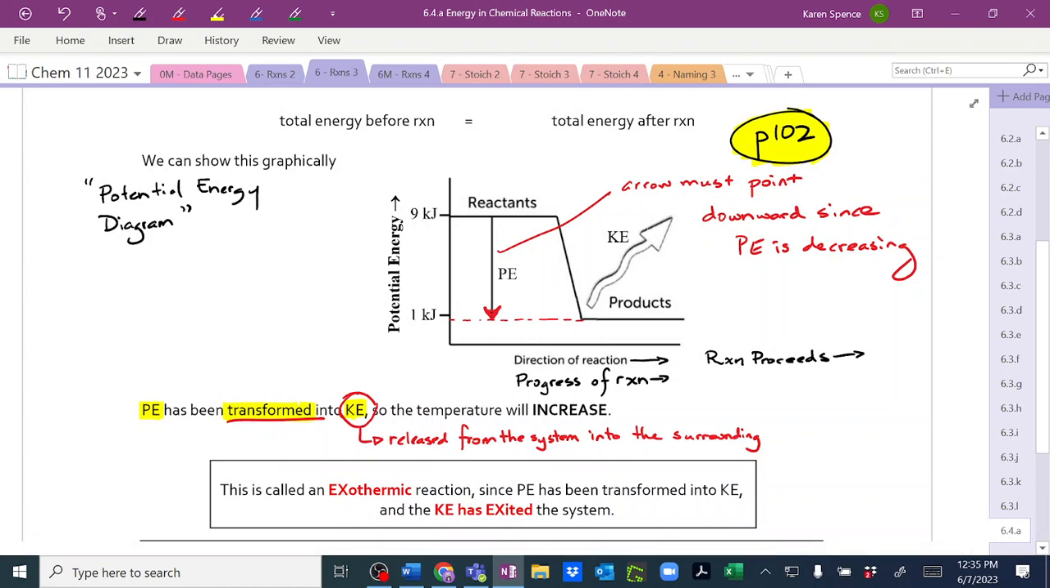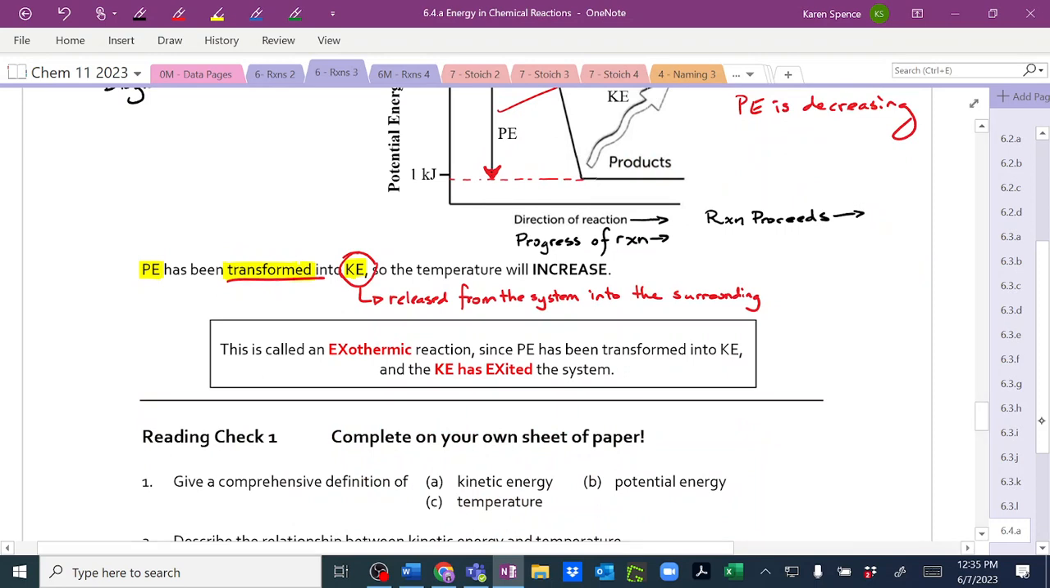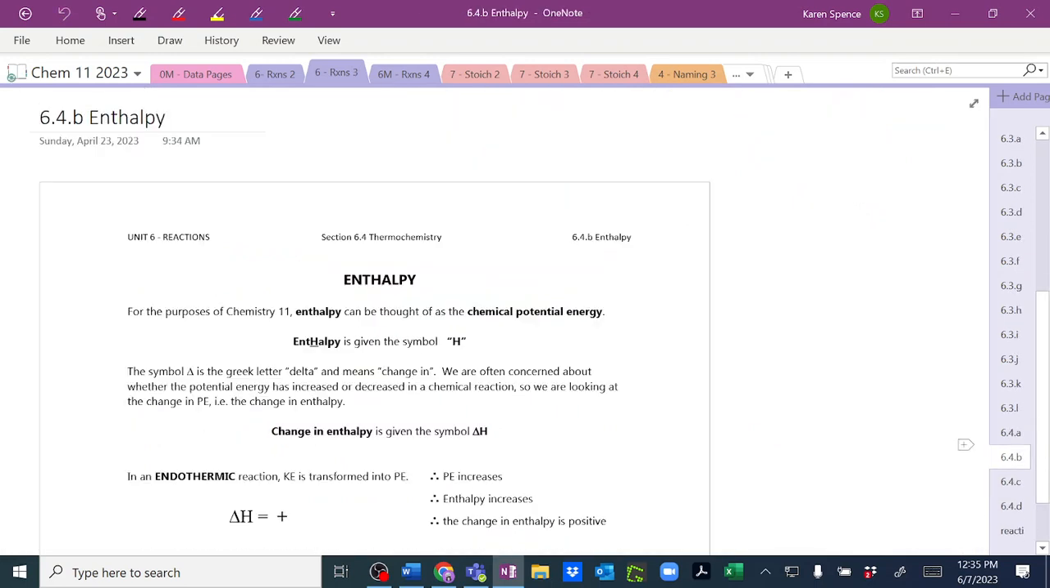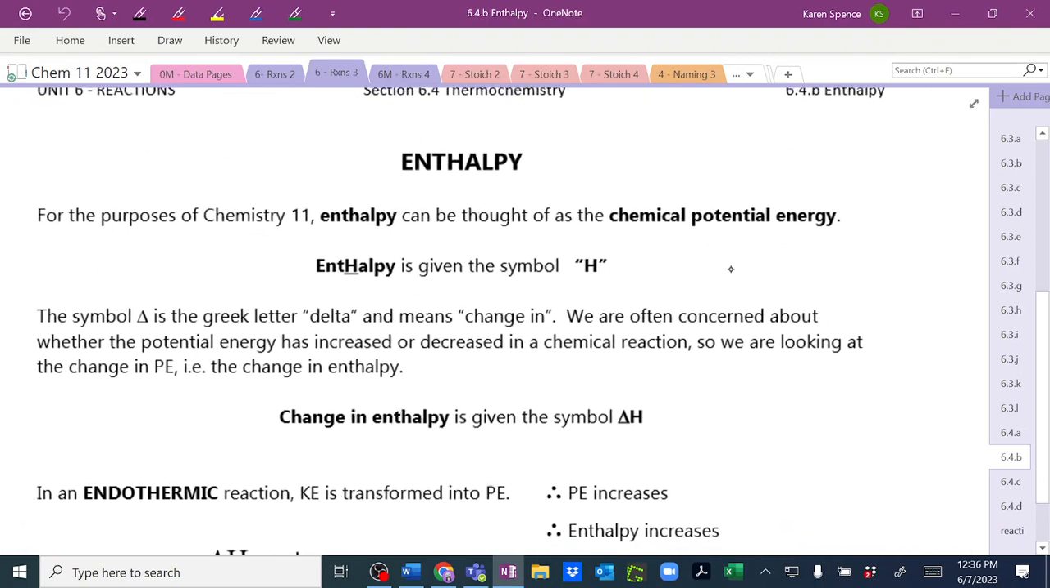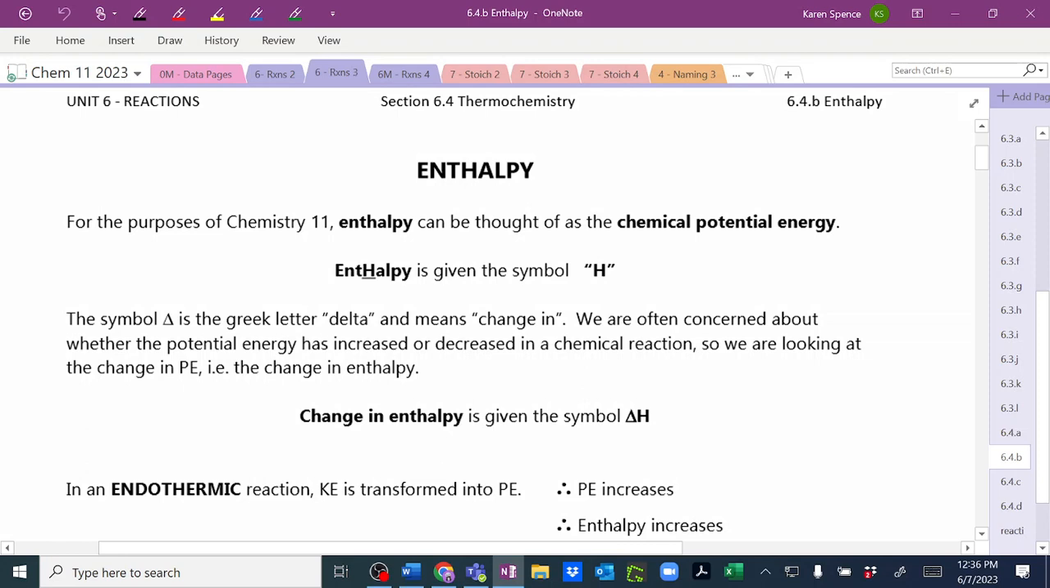We are now going to go on to 6.4b. And there's not actually that much new in here other than some new vocabulary that we're going to apply to what we've been doing. And our first vocabulary word is the title. It is enthalpy. And for grade 11, and in fact grade 12, enthalpy can be thought of as the chemical potential energy. That is not actually the definition of enthalpy. So if you go off to university and they're like, no, it's not the chemical potential energy, I didn't lie to you. I'm just saying this is a good way to think about it.